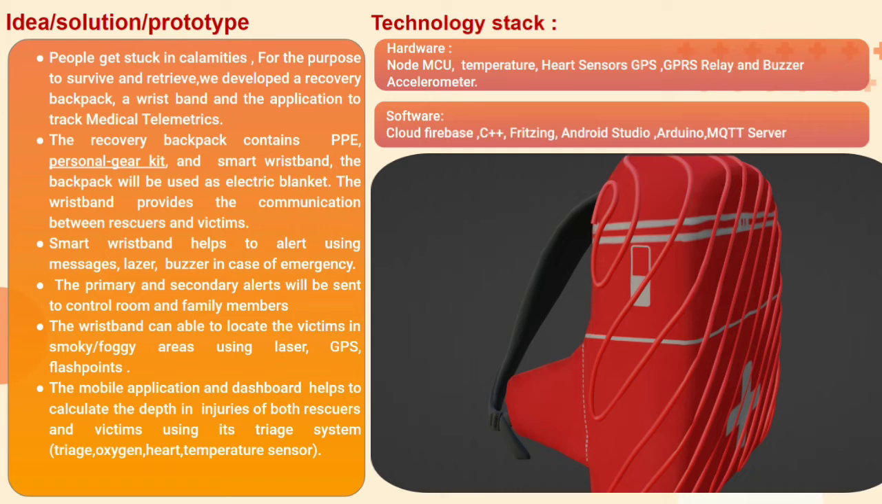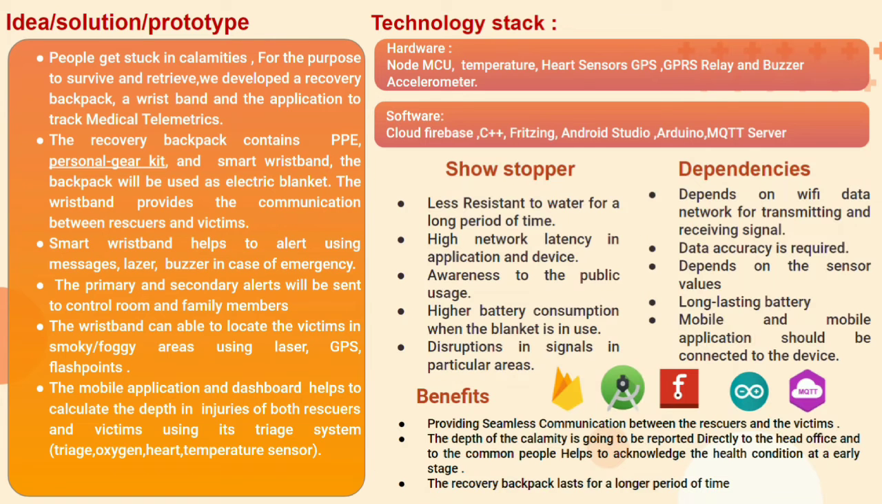And if the person is in a prone area, there is going to be a disruption of signal. The working process depends upon Wi-Fi or other networks, and there is a need for data accuracy and a long lasting battery. The mobile application should be connected before usage. So when an office or an area is going to know that they are going to have this kit in their place, before that the people have to install an application, so that the application and the wearable are connected to each other.